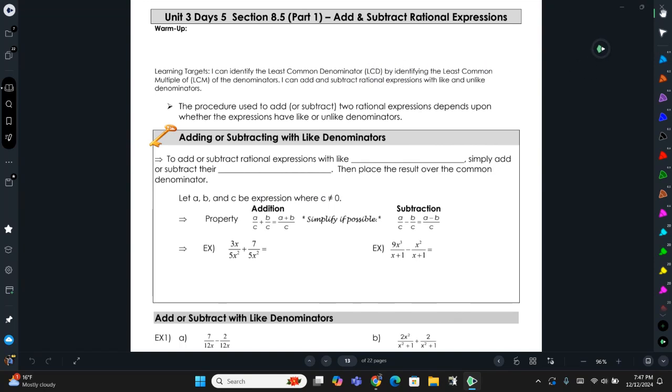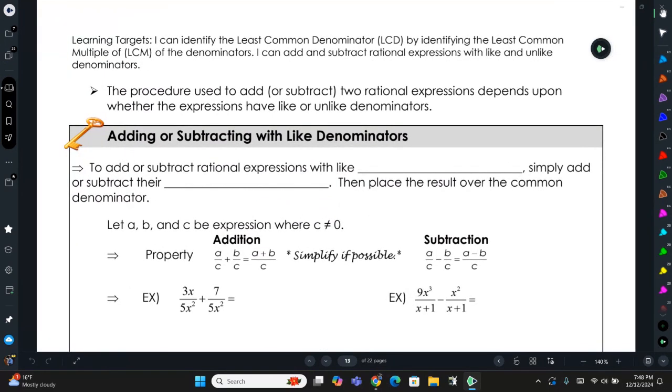Alright, the next stop in our journey of dealing with these rational expressions is going to be adding and subtracting. We just finished doing the simplifying, multiplying, and dividing, and now we're going to be adding. Adding or subtracting rational expressions is just like adding or subtracting normal fractions. You need to make sure you have a common denominator.